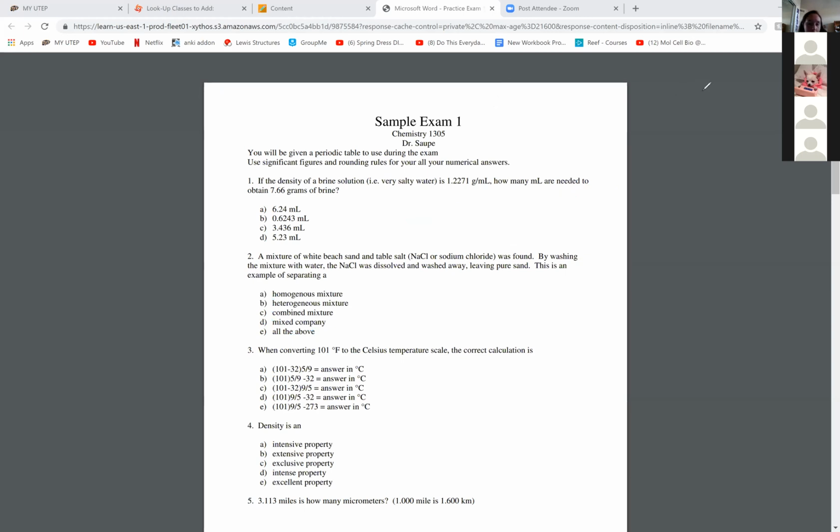Okay, so for number 3, we're converting 101 degrees Fahrenheit to the Celsius temperature. For this one, yes, you would need to memorize the conversion equations. Can anybody tell me the equation to go from Fahrenheit to Celsius? 5/9 times parentheses degrees Fahrenheit minus 32 close parentheses. Yes. So if we're converting from 101 degrees Fahrenheit, we would plug it in where our degrees F is. So what would be the correct equation given in our answer choices? A.